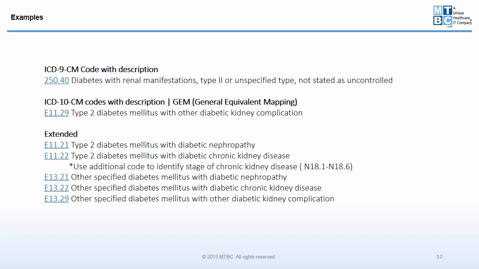So normally in ICD-9, again, we have renal manifestations. I like the chronic kidney disease example. So 250.40 is diabetes with renal manifestations currently. That's ICD-9. For ICD-10, we have E11.29, that's type 2 diabetes mellitus with other diabetic kidney complication. And that should only be used if we don't know what the kidney complication is.